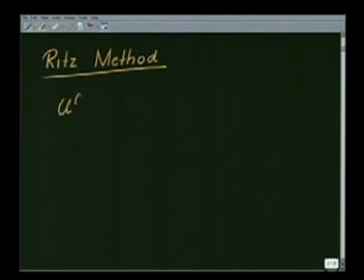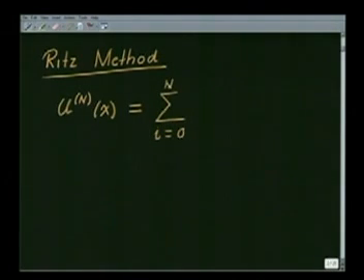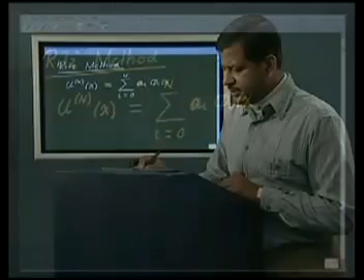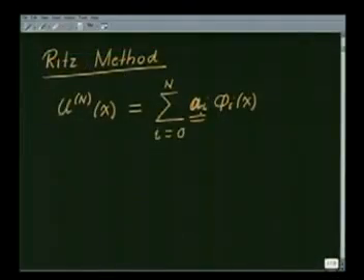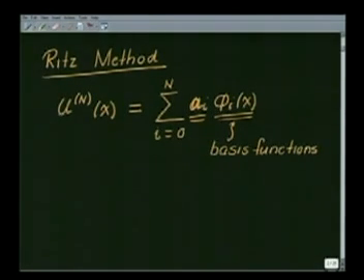I will call it by the name un of x. This will be equal to sigma i is equal to 0 to n ai phi i of x, where we had said these ai's are the coefficients which have to be determined and phi i's are the so called basis functions that are used to define this series solution.